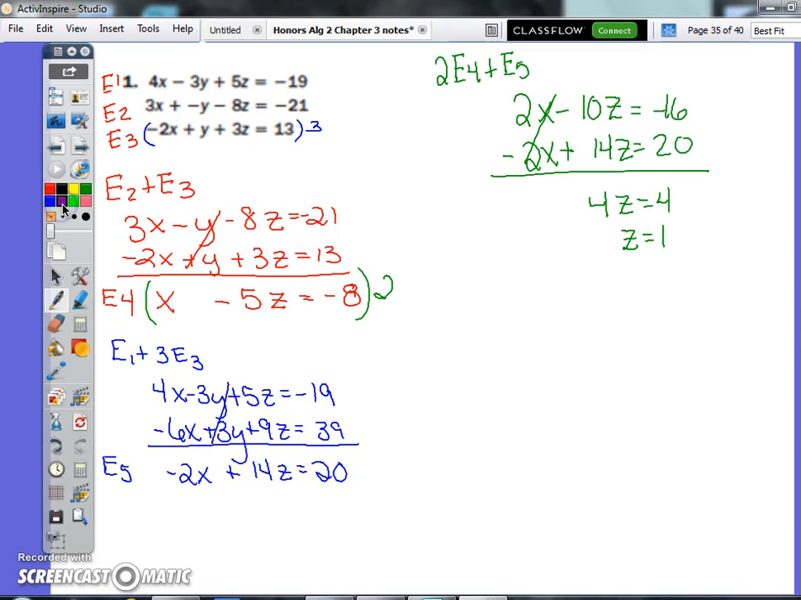Then we go back, pick either equation 4 or 5 and plug it in. It doesn't matter, I'm just plugging into equation 4. So I can say x minus 5 times 1 equals a negative 8. That's simply x minus 5 equals negative 8. The negative 8 moves over as a positive 5, and x is equal to a negative 3. I'm just plugging in, going backwards, finding my x, y, and z in numerical form.